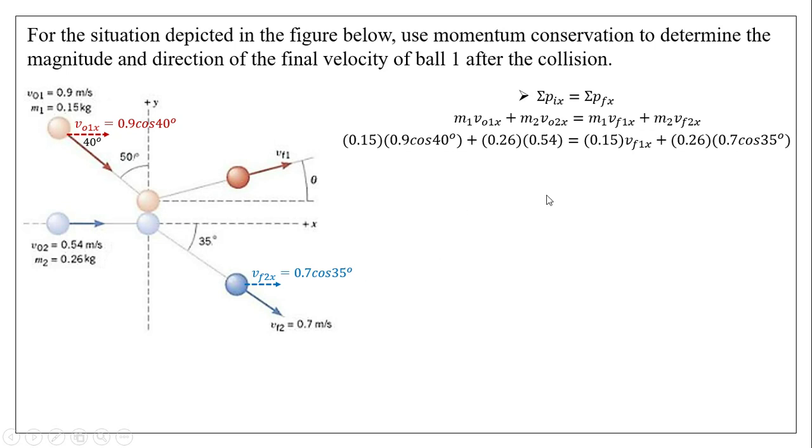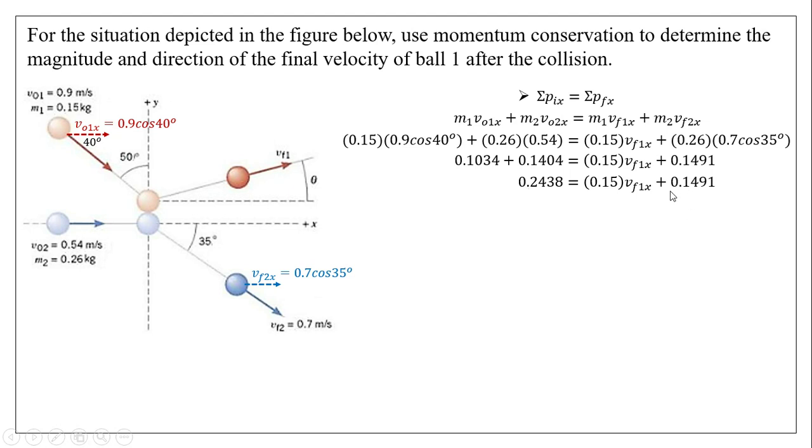I'm just going to clean this up a little bit. 0.15 times 0.9 times cosine of 40 gives about 0.1034. 0.26 times 0.54 gives about 0.1404. On the right, 0.26 times 0.7 times cosine of 35 reduces to about 0.1491. I'm going to combine the left two terms because these are like terms, and that gives about 0.2438. On the right side, I haven't done anything. So here I have 0.2438 and 0.1491.